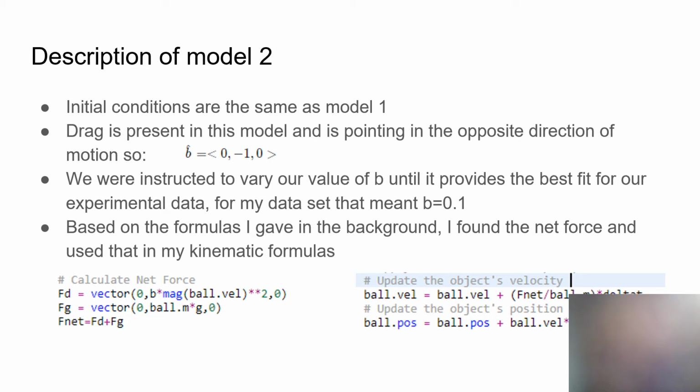We were instructed to vary our value of b until it provided the best fit for our experimental data, and for my data set, that meant that b equals about 0.1. Based on the previous formulas, I found the net force where Fnet equals Fd plus Fg. Then the kinematic equations are the same as before.